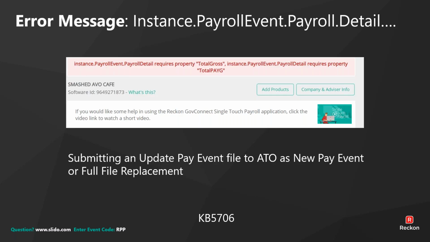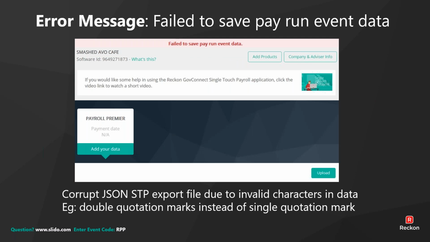Seeing this next one a little bit: instance payroll event, payroll detail requires property total gross instance, and so forth, typical ATO speak in there. What's happening there is I'm submitting an update pay event file, a file that I've marked as an update event, but I'm saying a new pay event or full file replacement. So I'm not changing the type when I'm uploading it into GovConnect. So just make sure that we're picking up the right one in there. You won't need to go back to Payroll Premier. Just when you go to upload, make sure you choose update event and you'll be good to go.